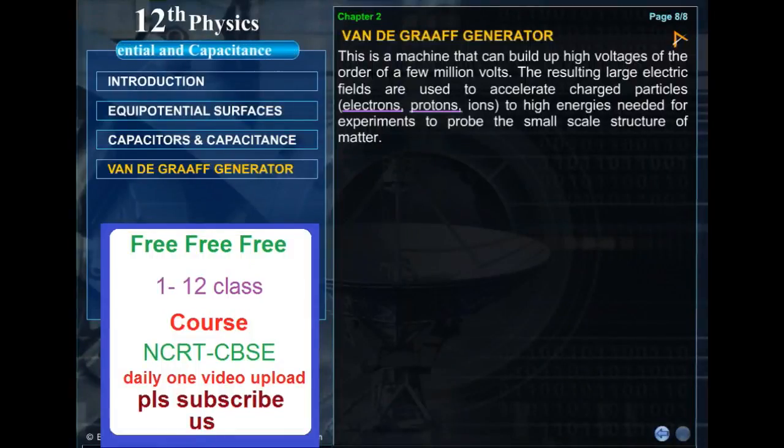This is a machine that can build up high voltages of the order of a few million volts. The resulting large electric fields are used to accelerate charged particles, electrons, protons, ions, to high energies needed for experiments to probe the small-scale structure of matter.